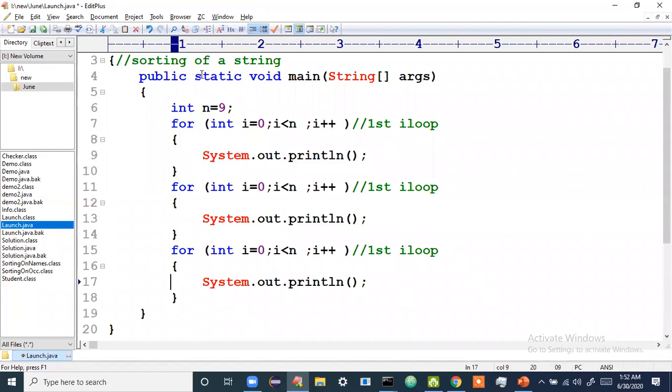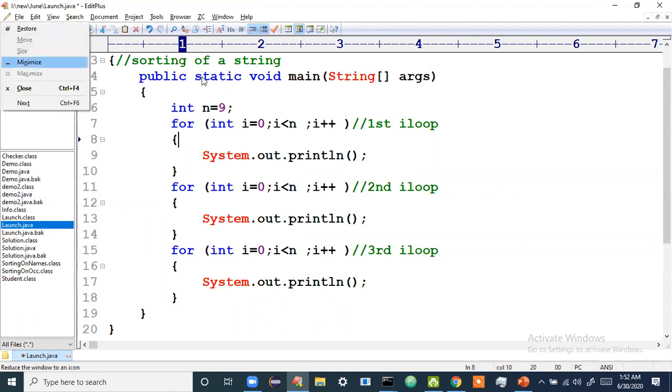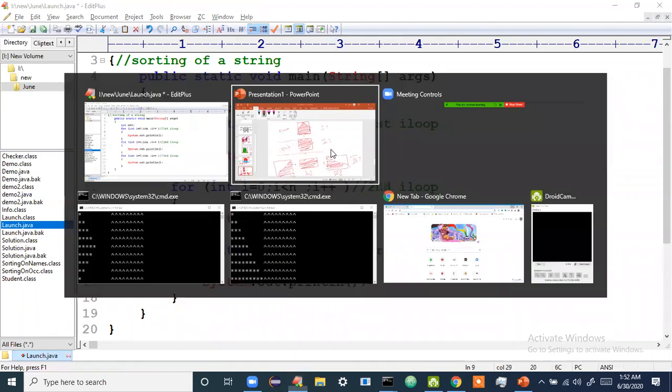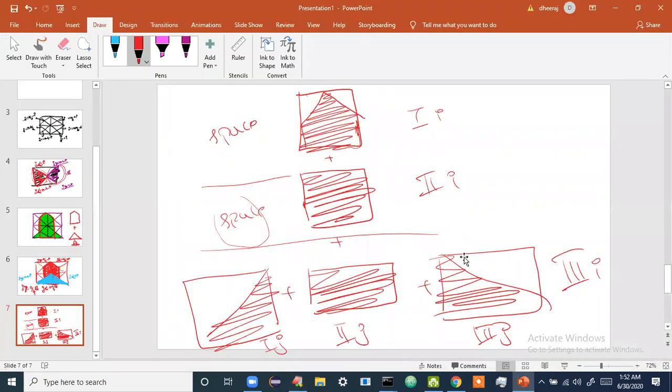Paste and paste. So this is the third I loop here, and this is the second I loop. Okay. So in the third I loop, let's draw the third I loop first. It is simple. In the third I loop, how many J loops are there? 3 J loops are there.